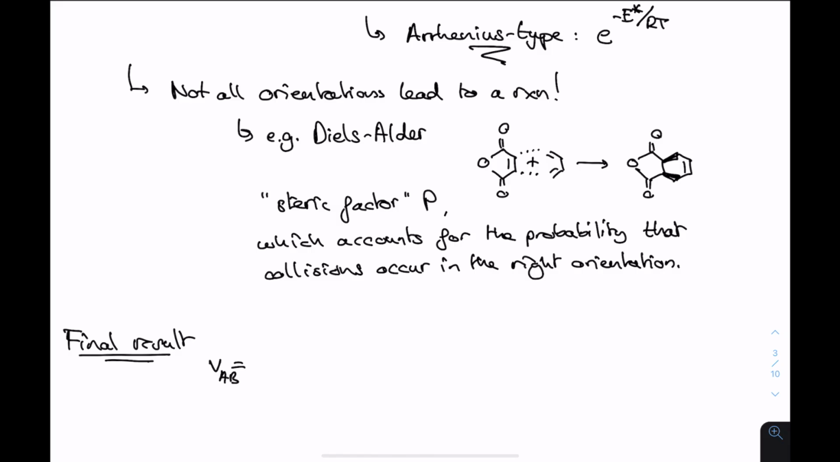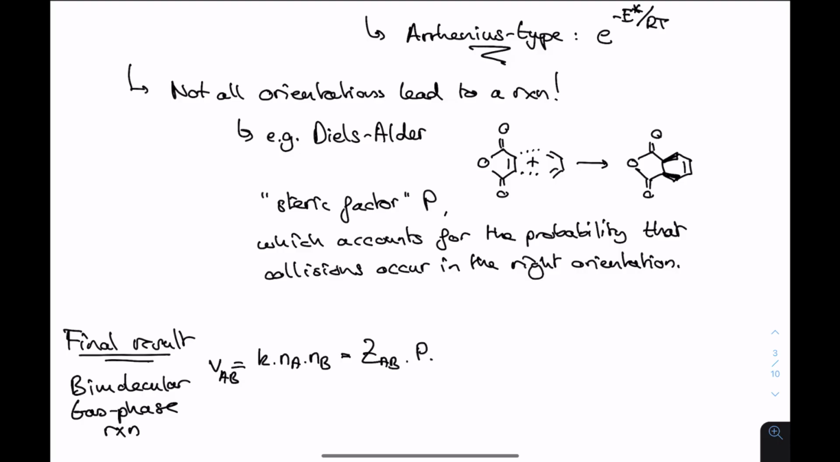of a bimolecular gas phase reaction, so let me write it, the rate is the rate constant times Na times Nb, which will be ZAB times the steric factor P times exponent minus E activation over RT. Okay, let's move on to transition state theory.